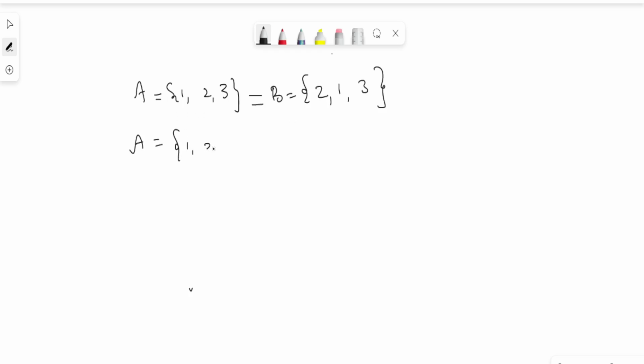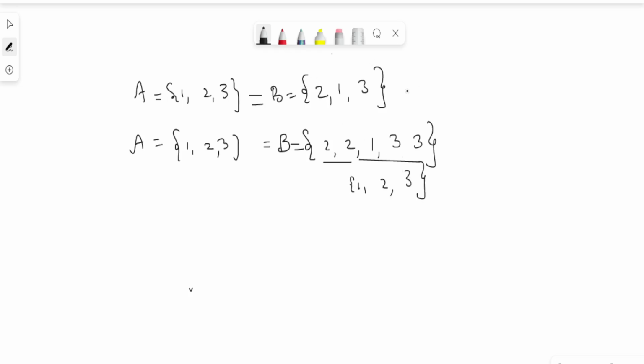So if I say A is a set and B is 2, 2, 1, 3, 3. Although the elements are repeated, in case of sets the repeated elements are immaterial, right? So the order of elements is immaterial, and even if the elements are repeated, that is also immaterial, right? So actually the elements of the set are 1, 2 and 3. That is why these two sets are said to be equal.